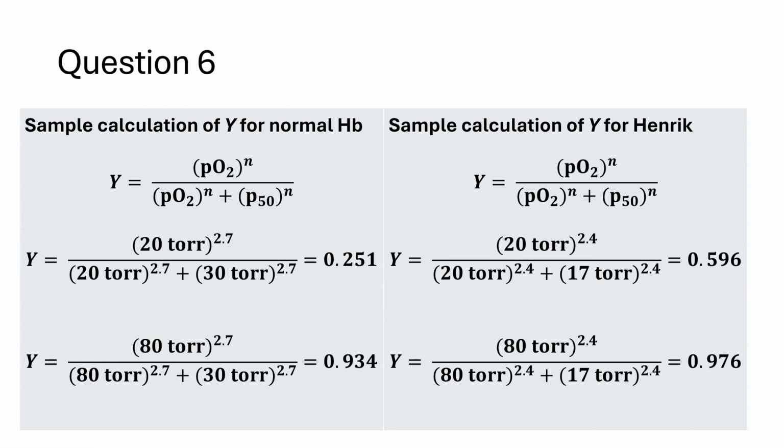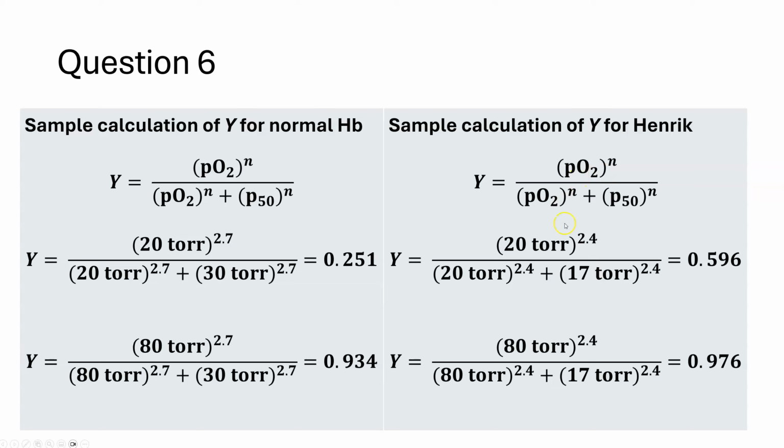So here are my calculations. I gave you the calculations. For normal hemoglobin, I used my 30 torr as the P50 and the n value that was provided, and I get Y is 0.251, or 25% at 20 torr, and 0.934, or 93% at 80 torr.